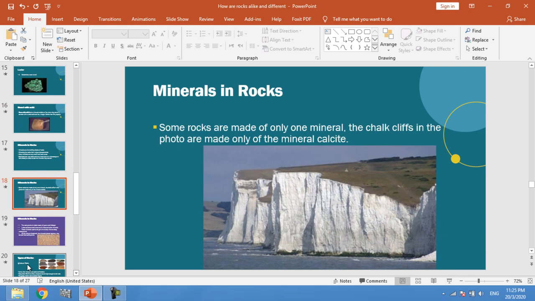Okay, some rocks are made of only one mineral. Like what? Like these chalk cliffs in the picture. They are formed of only calcite. These chalk cliffs are made of only calcite.